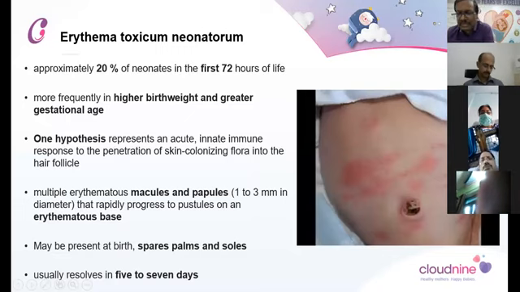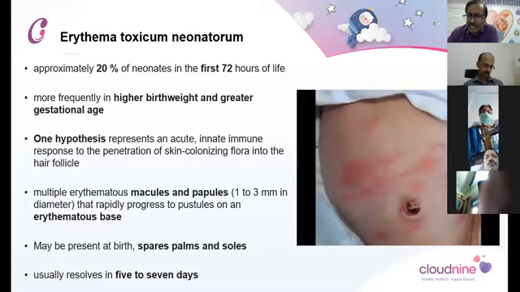Let's see erythema toxicum, which we commonly see. Only the name is very scary, but the lesion is benign, and usually it is seen in almost 20% of neonates in the first 72 hours, which is more common if the baby's weight is higher and with a greater gestational age. The exact reason we don't know, but one hypothesis is that it is an innate acute immune response to the penetration of skin colonizing flora into the hair follicle. The main striking feature is the erythema, this redness, and you will see a few papules and pustules also. So the most important thing is that erythema should be there.